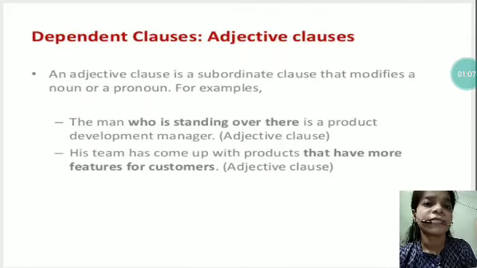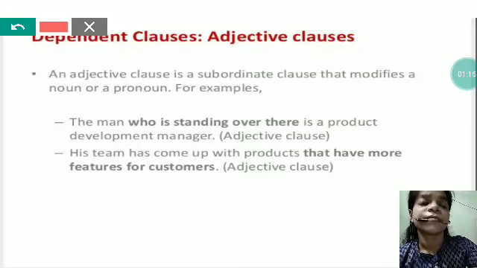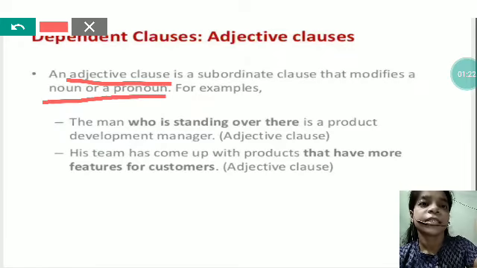Second one is adjective clause. An adjective clause is a subordinate clause that modifies a noun or a pronoun. It means if there is a clause which describes any noun or pronoun, then it is called an adjective clause. Or you can say that if a clause does the work of an adjective, then it is called an adjective clause.